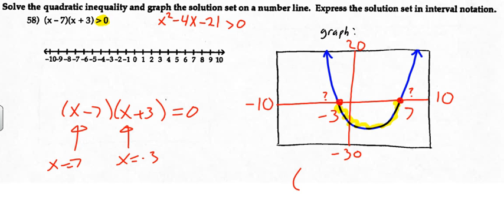So we want everything from negative 3 to 7, but not including those two numbers. That's why we're using parentheses.